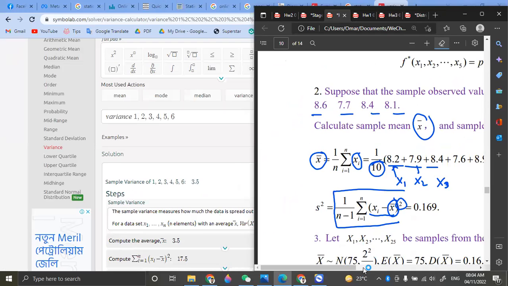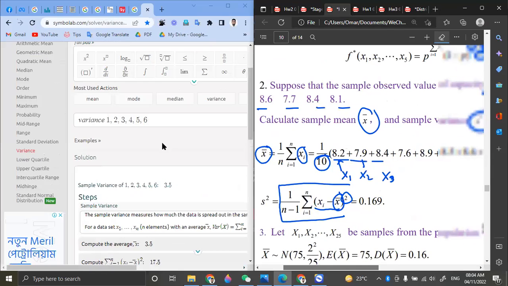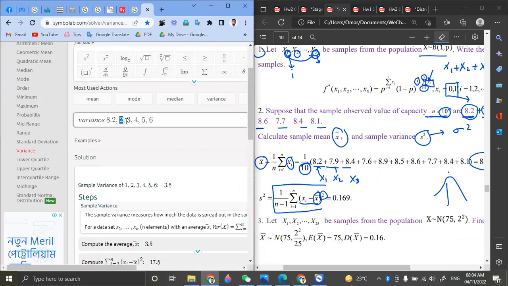So for variance, the values here are 8.2, 7.9, and then 8.4, 7.6, and 8.9, 8.5, then 8.6, then 7.7, then 8.4, 8.1.